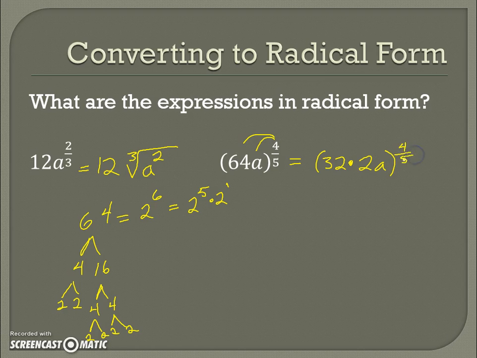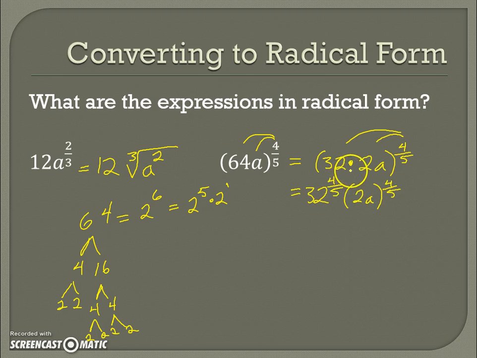So I'm looking ahead here and trying to think, well, I'm going to need to find a fifth root of a number. 64 doesn't have a fifth root, but one of its factors does. So I'm going to pull that out, and this is kind of related to factoring, which we're going to be talking about later. Now, I distribute this to everything that's in here. So this is going to be the same thing as 32 to the 4/5 times 2a to the 4/5.